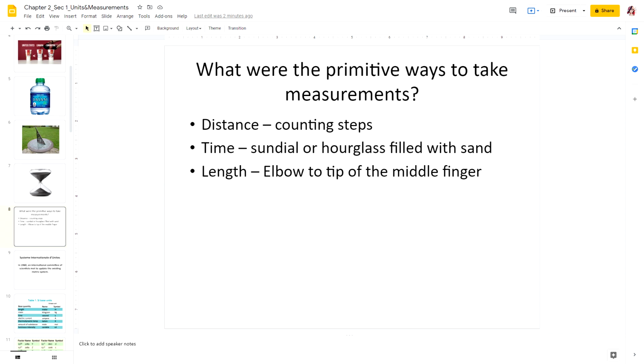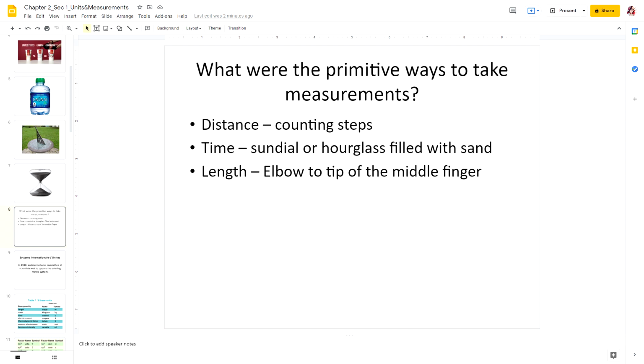So if your hourglass is saying that when all of the sand would already be on the other side of the hourglass, then it would be, let's say, for example, a minute or 5 minutes. So that's the use of the hourglass, right? This was also used before. Okay, so these are the primitive ways to take measurements.